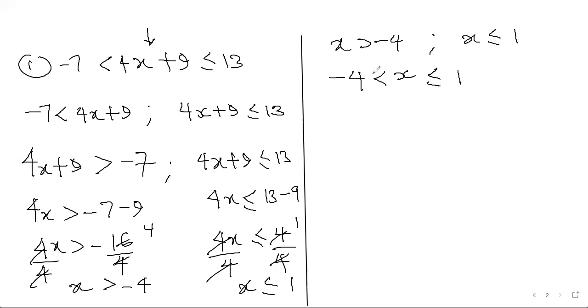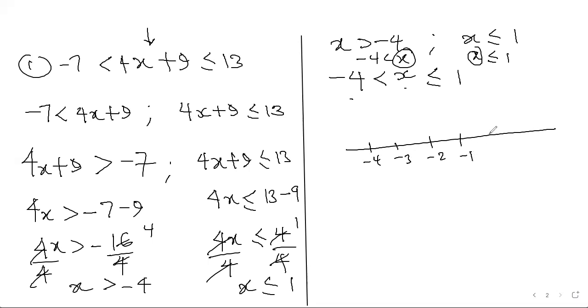So this is minus 4 less than x, and this is x less than or equal to 1. So this x is common, and then I have to merge on the x. That's why I have the x in the middle here. So this is the solution in inequality form. But if I want to show the result on the number line, then I'll have minus 4, minus 3, minus 2, minus 1, 0, 1, 2.